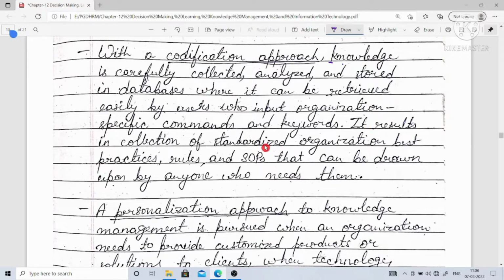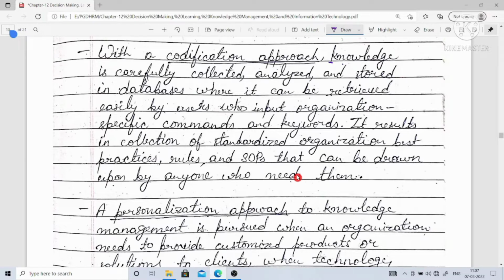It results in a collection of standardized organization best practices, rules, and standard operating procedures that can be drawn upon by anyone who needs them.